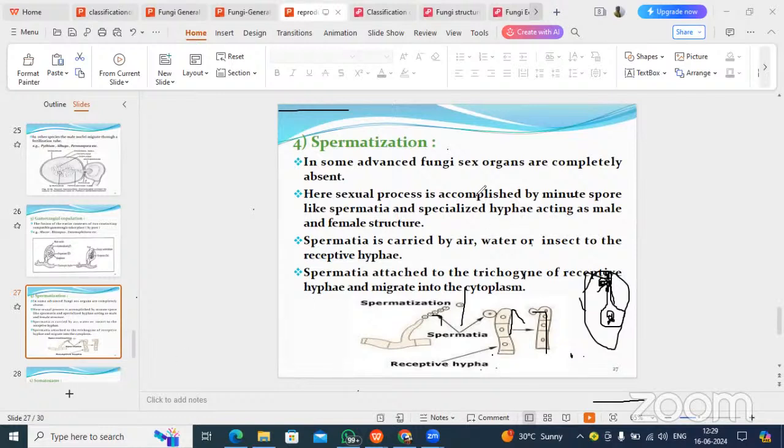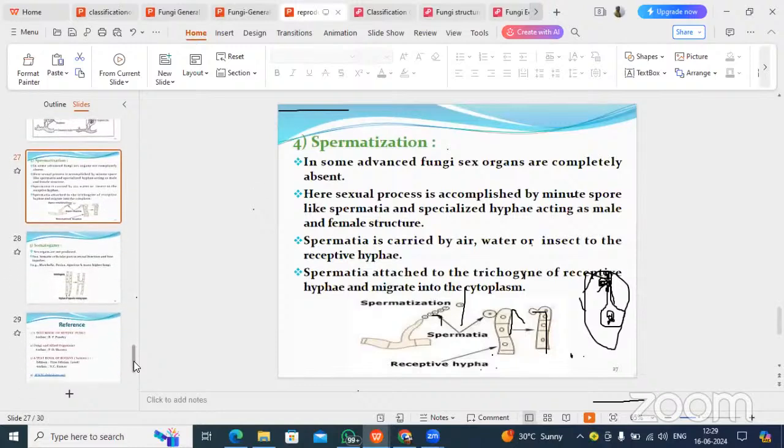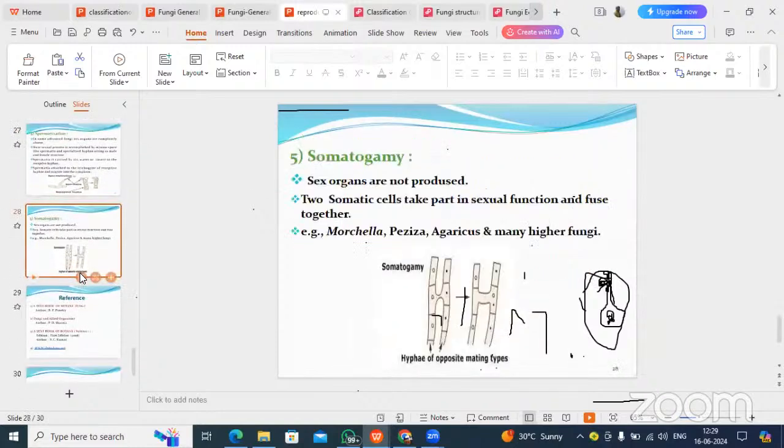Okay, now there is the advanced type of reproduction, the release of sperms, which enter into the egg cell through the receptive hyphae. And the next, more advanced one, is somatogamy. There are no sexual organs. Sexual organs are absent. No male gametangium, female gametangium, no antheridium, no archegonium, no oogonium. Only the thallus, somatic cells. Two somatic cells, two thalli come together and fuse with the conjugation tube, like Spirogyra.